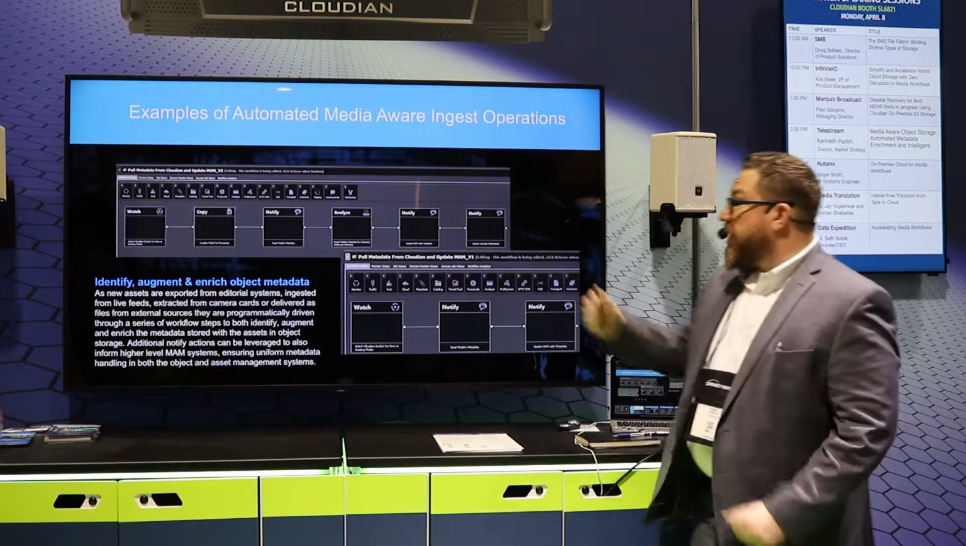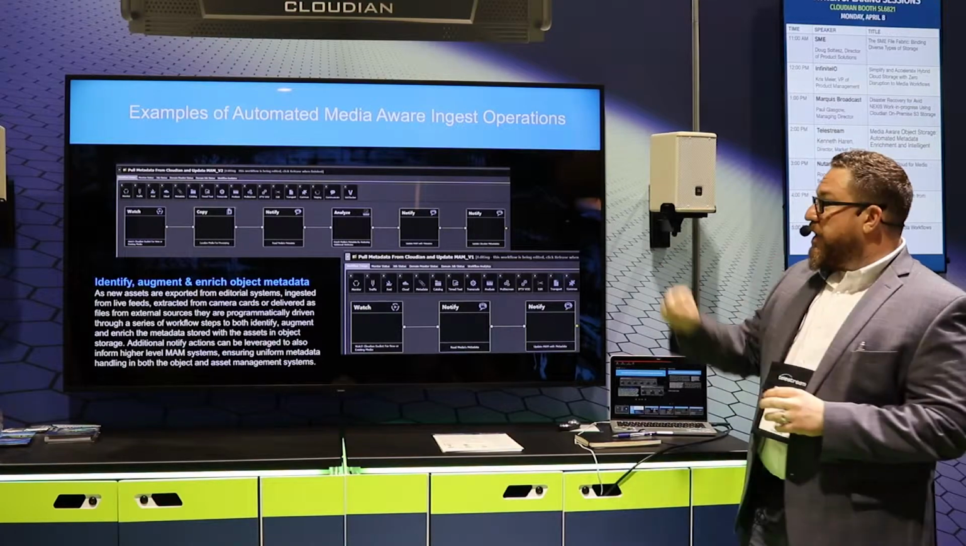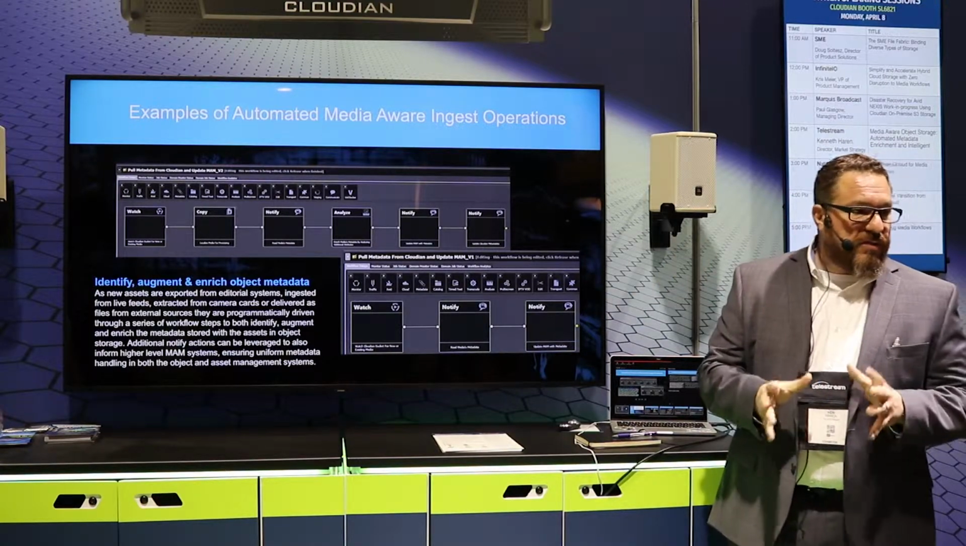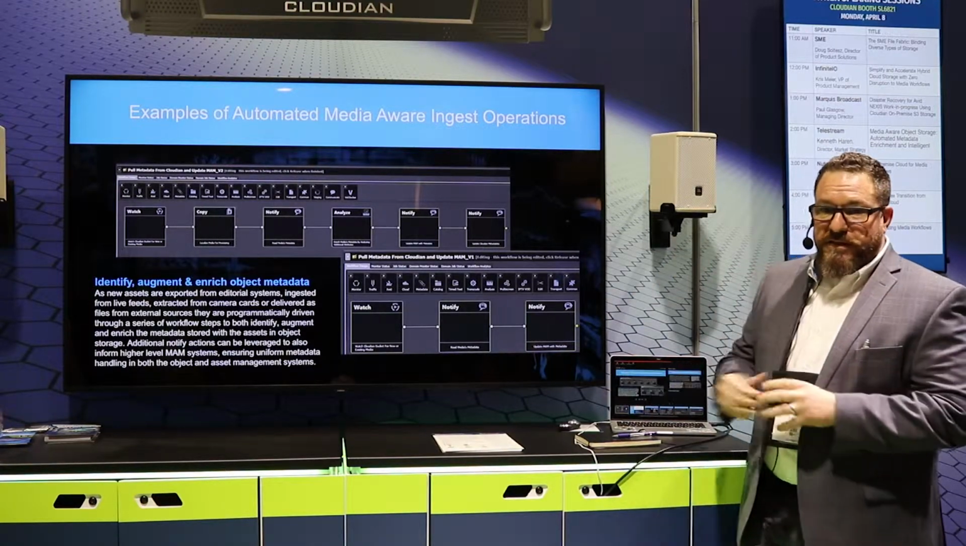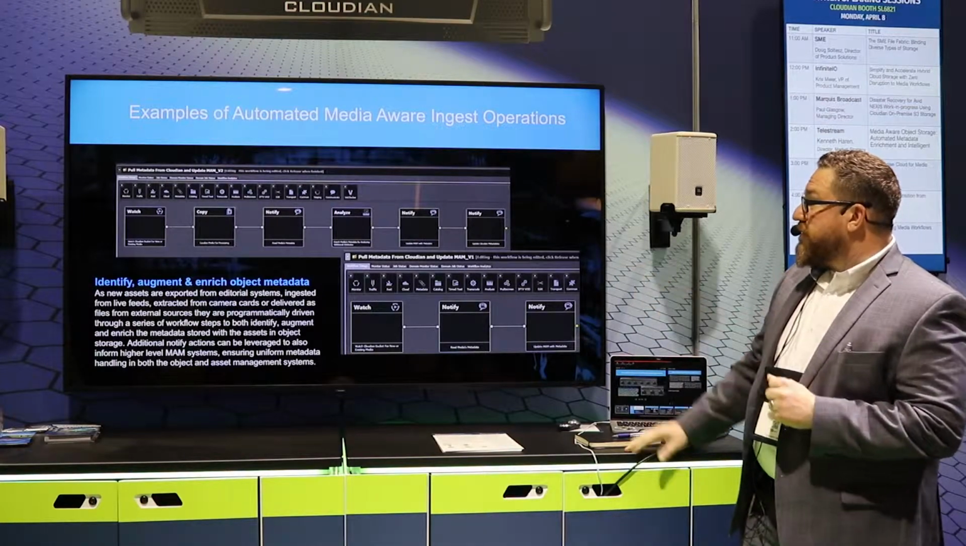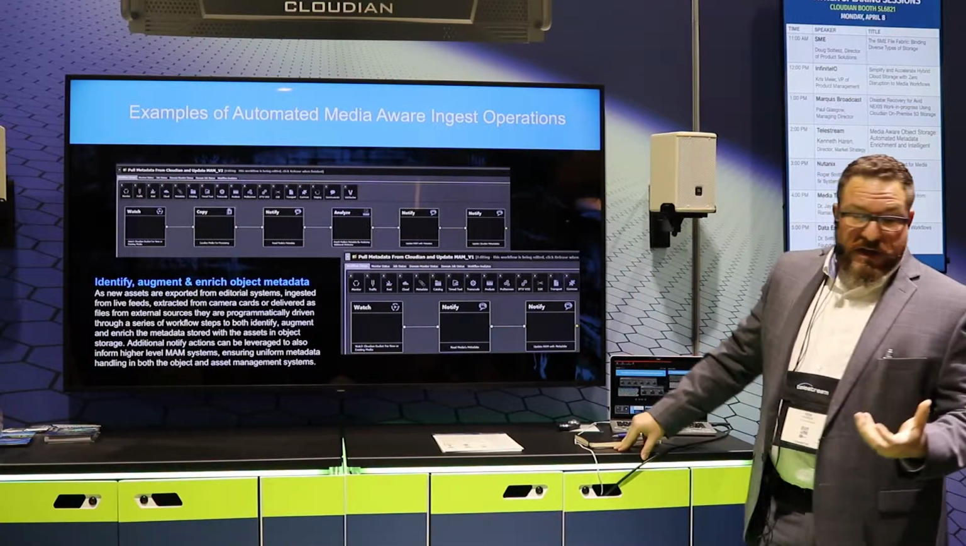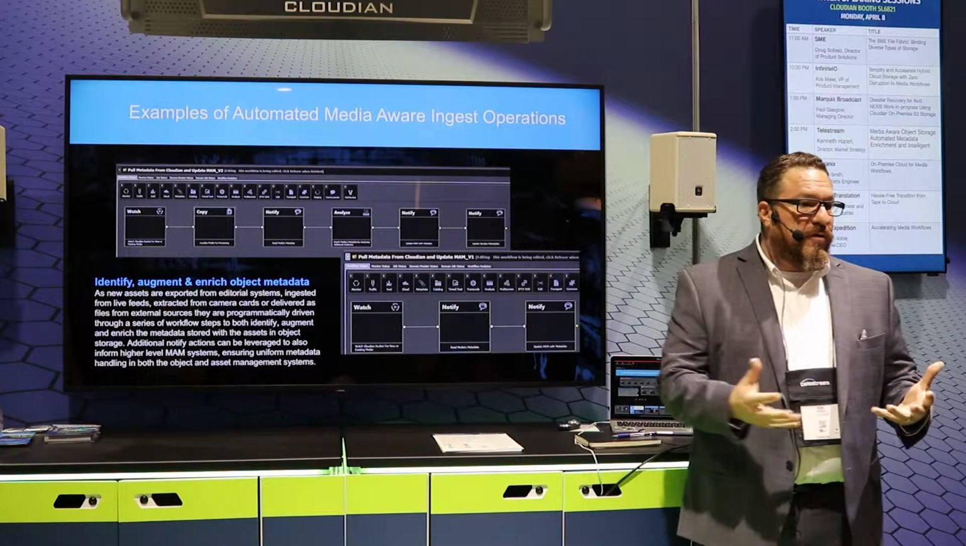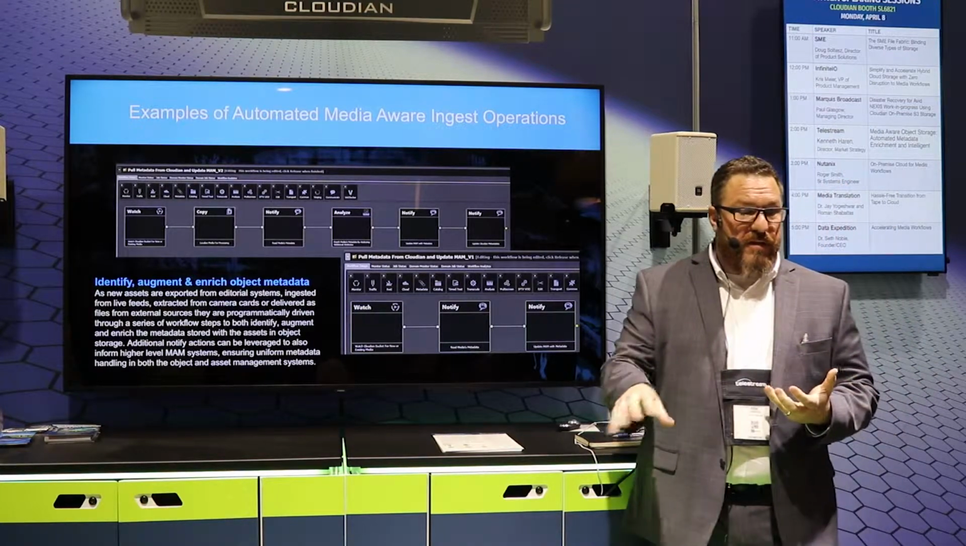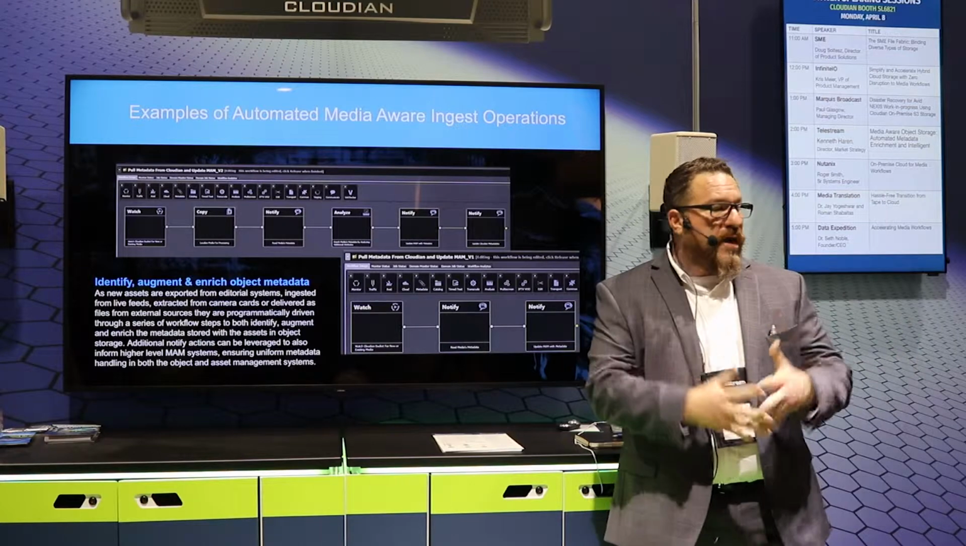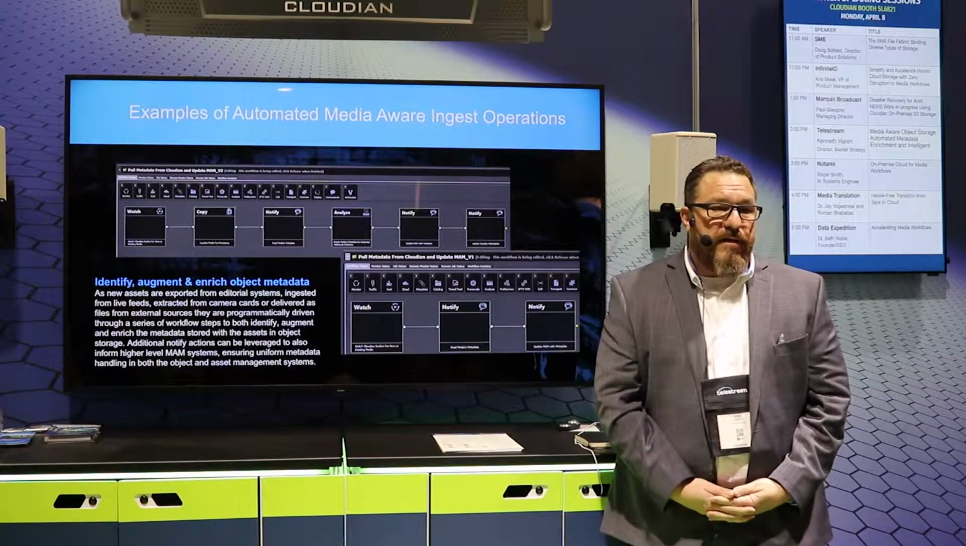In this case, I'm watching for new incoming content. I'm copying it into the right location where it needs to be worked on. I'm notifying the system as to what the status of that is. I'm analyzing it to identify the attributes of this content that are important for me to plug into my object store, and then I'm writing that directly into the Cloudian object store, right?